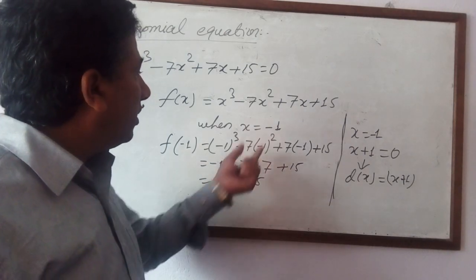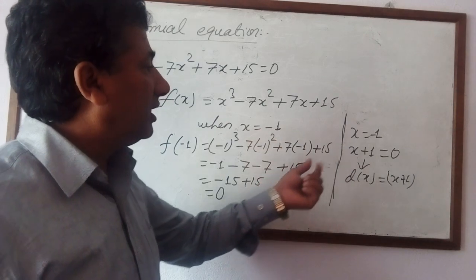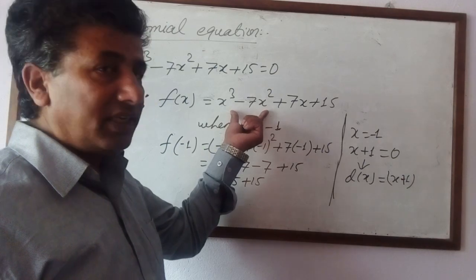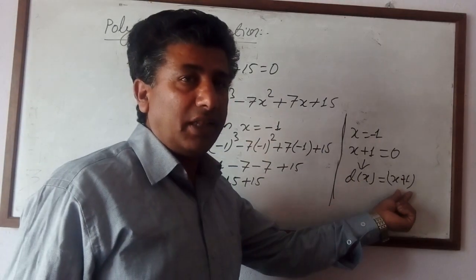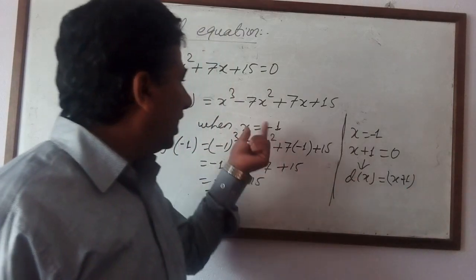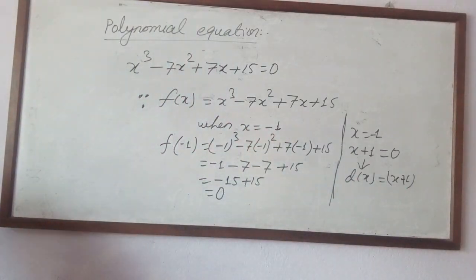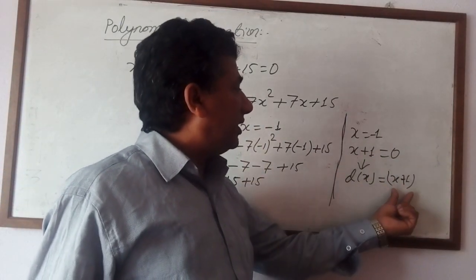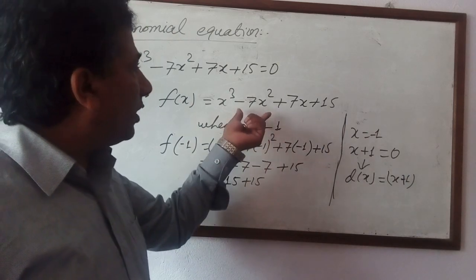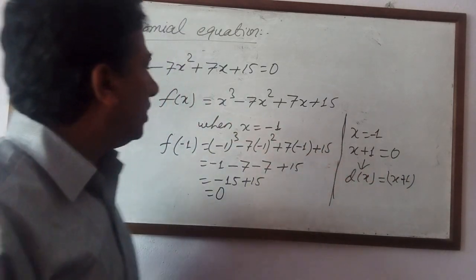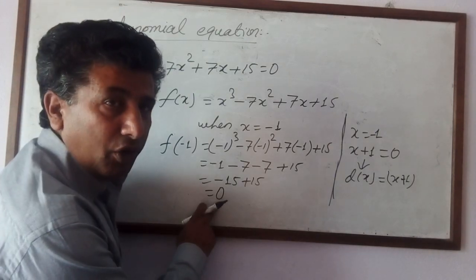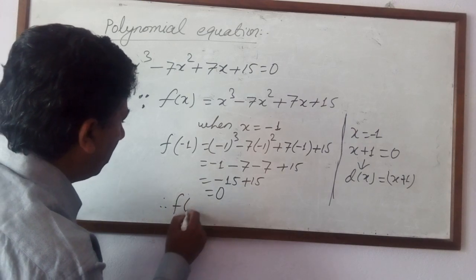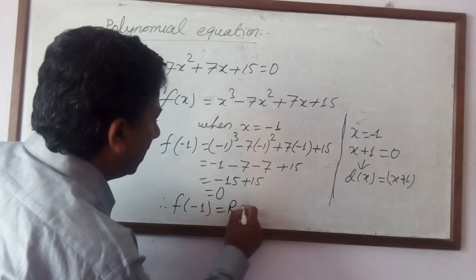Then what you have to understand is that when x equals minus 1, the divisor is x plus 1. We are dividing this by x plus 1. X plus 1 is the divisor. Now, x equals minus 1 means x plus 1 is the divisor. We are dividing this by the divisor x plus 1. When we divide, we found the polynomial 0. Polynomial 0 means this one is the remainder. Therefore, we can write f(minus 1), which is the remainder, is 0.